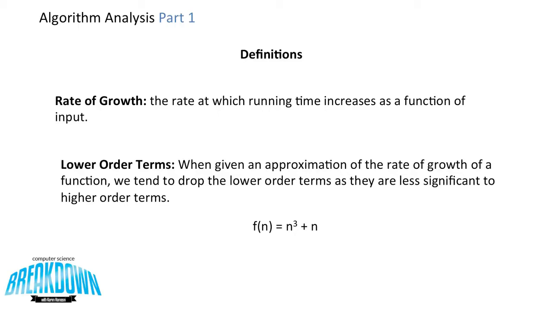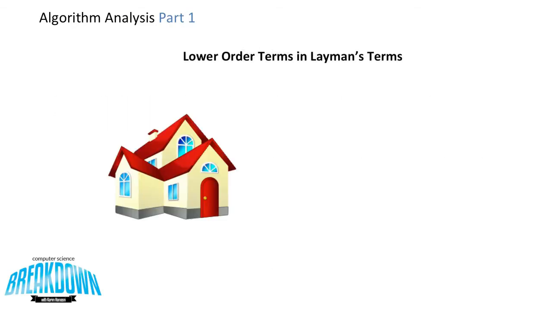Let's take a look at a simple example. Here we have a function. N cubed is a higher order term than n, which is a lower order term. So for simplicity's sake, when doing big O notation, we drop the lower order term of n. Therefore, the function has a big O of n cubed. Now let's look at that in layman's terms.